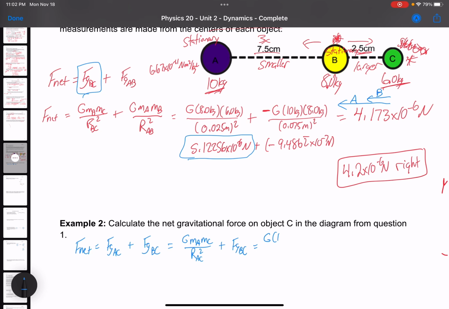So G, 10 kilograms. Now this is to the left, so I am going to make it negative. G, 10 kilograms. C is 6 kilograms. Okay, and 7.5 centimeters plus 2.5 centimeters is 10. So in meters, that's 0.1 meters squared. Plus the force of gravity between B and C. I wrote my work down up there, so I know that it's 5.12256 times 10 to the negative 6 newtons, and it's to the left, so we're going to make it negative. So it's just a matter of throwing this all into my calculator. So just give me a second while I do that.